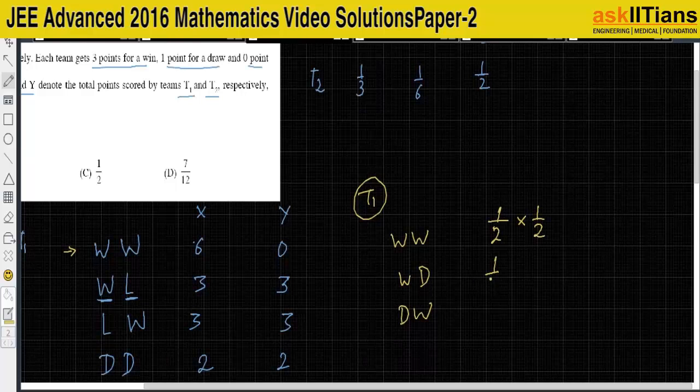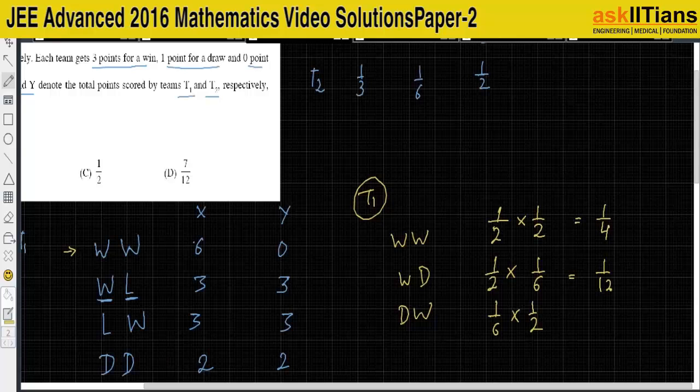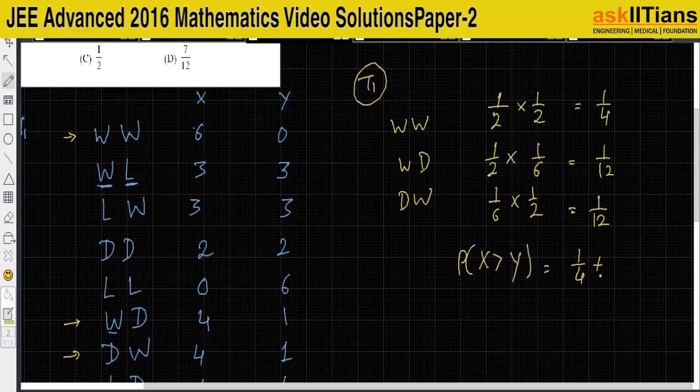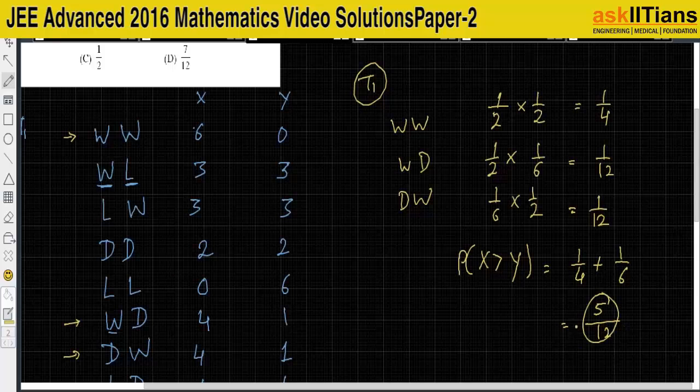Probability that T1 wins the first match and the second match is a draw. First is a draw and second is a win. So this will be the probability, right? Now if I add, I'll get 1 by 4. This will be 1 by 12 and this will be 1 by 12. Alright, so if I add them all, I'll get the probability that x is greater than y, and this will be 1 by 4 plus 2 by 12, that's 1 by 6. So 12 will be the LCM, 3 plus 2, 5. 5 by 12 will be the answer, right?